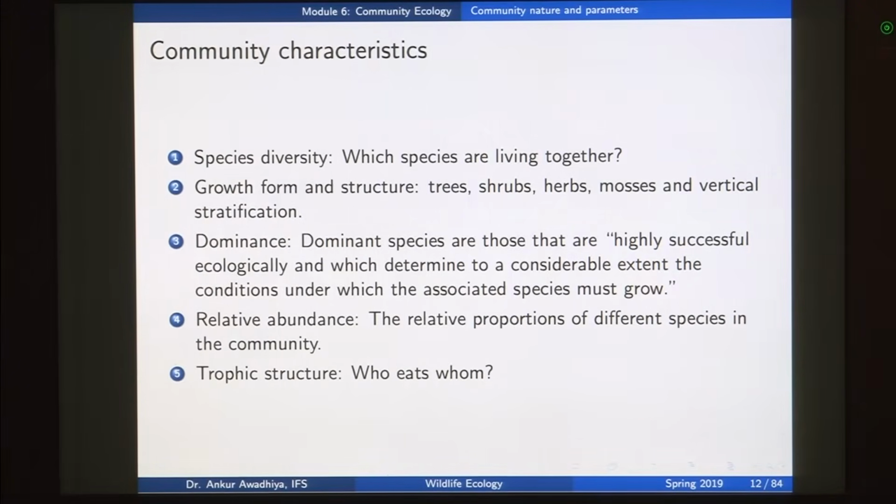And the fifth one is the trophic structure, or who eats whom. This is something that we have dealt with in the case of energetics, and that is also a community characteristic, because in different communities you can have a different trophic structure, because you have different species having different roles and so on.